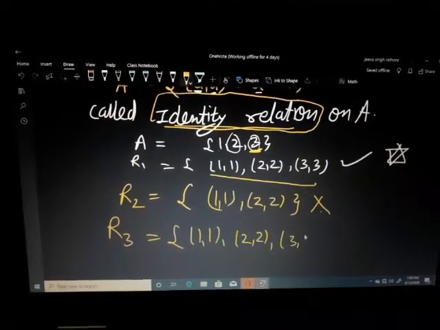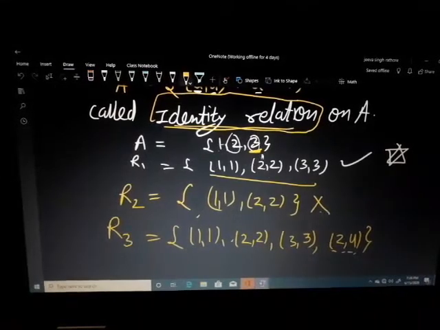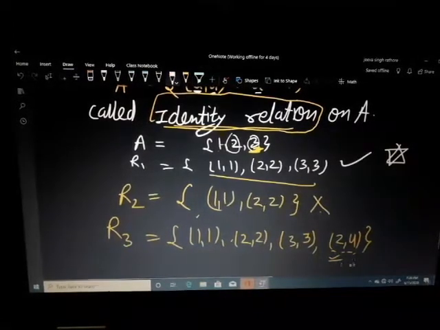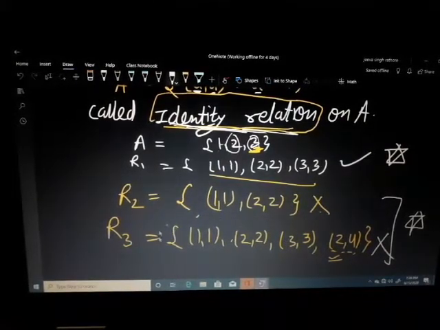And an extra element, for example 2, 4, is present. This is the extra. More than this, 1, 1 is present, 2, 2 is present, 3, 3 is present. But this is the extra. If extra elements are present, then this is not the identity relation. Please note it down, because this is the difference between it and what you will read in the reflexive relations, which is similar to this one.